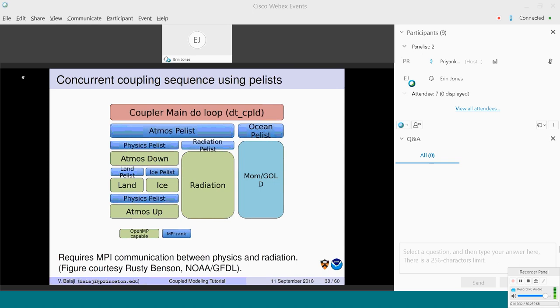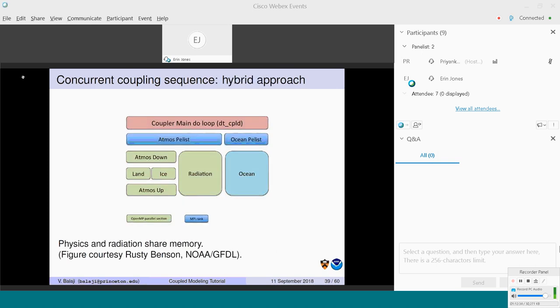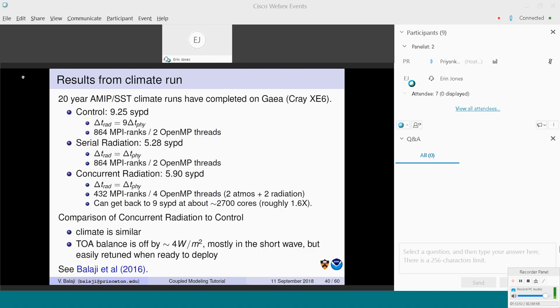And these are all different ways we experimented with doing it. So I'm going to skip over some of these details. But this is the final thing we did. So the radiation is now running concurrently with everything else. The advantage of this also is that if the radiation runs on different hardware, supposing radiation runs very well on GPUs, we can actually move it off and run it on the GPU. And this is just showing the results from the climate run.